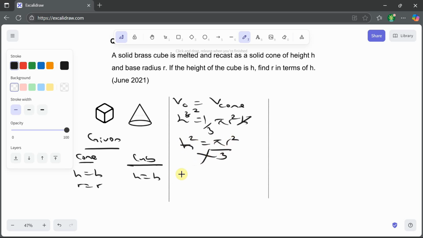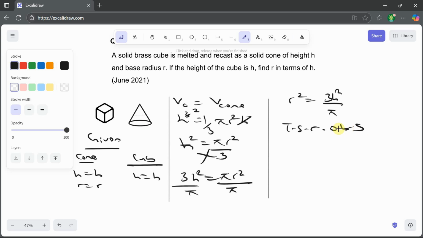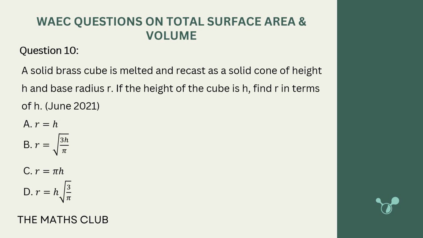If I cross multiply, that will be 3h squared is equal to pi r squared. And if I divide both sides by pi, this will give me r squared is equal to 3h squared all over pi. And if I take the square roots of both sides, great, so that will be r is equal to square root of 3h squared all over pi. H squared, I can take the square root of that, right, and bring it outside. That will be r is equal to h square root of 3 over pi. I've taken the square root of this and I've brought it outside. So this is our r in terms of h. That was h square root of 3 over pi centimeter. Let's see if we're correct. That will be option D.